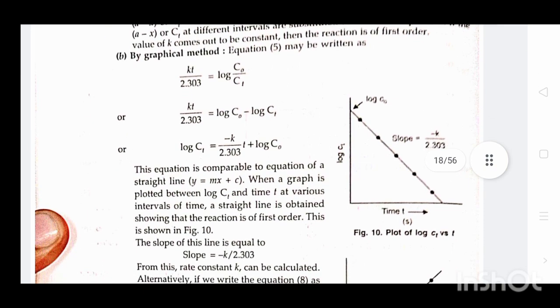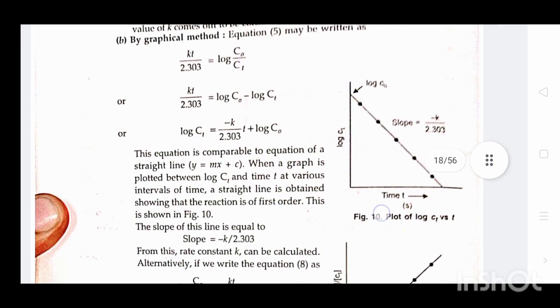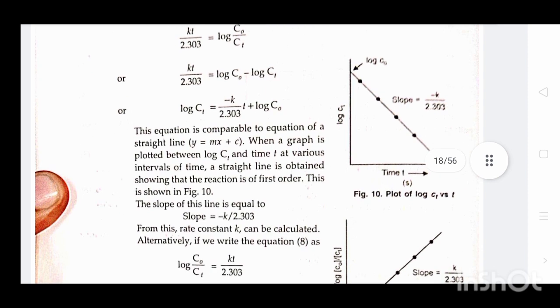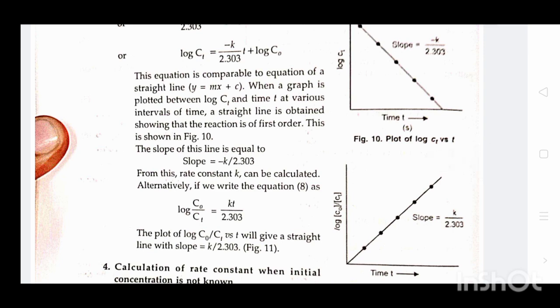By the graphical method, equation 5 may be written as kt divided by 2.303 equals log C naught by Ct, or log Ct equals minus k divided by 2.303 t plus log C naught. This equation is comparable to the equation of a straight line, y equals mx plus c. When a graph is plotted between log Ct and time t at various intervals of time, a straight line is obtained, showing that the reaction is of first order. This is shown in figure 10. The slope of the line is equal to minus k divided by 2.303.